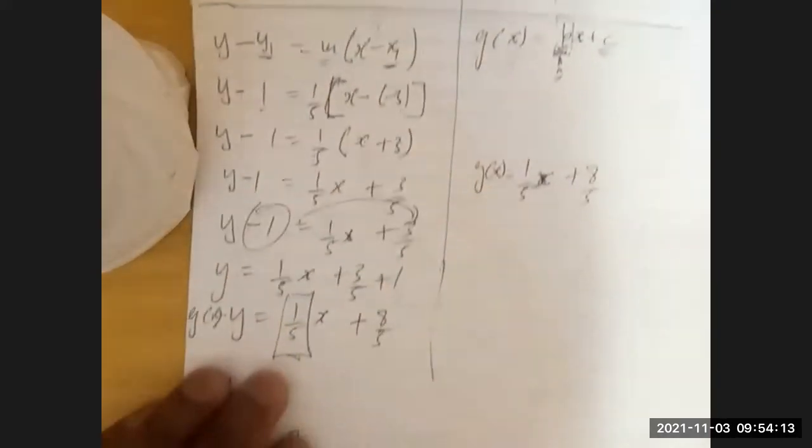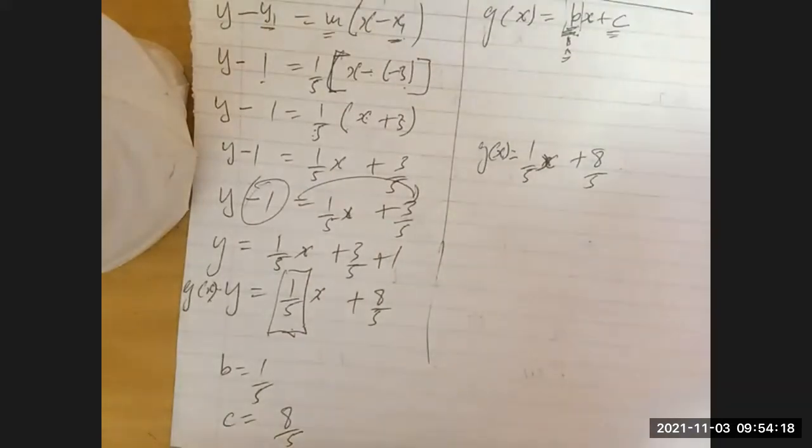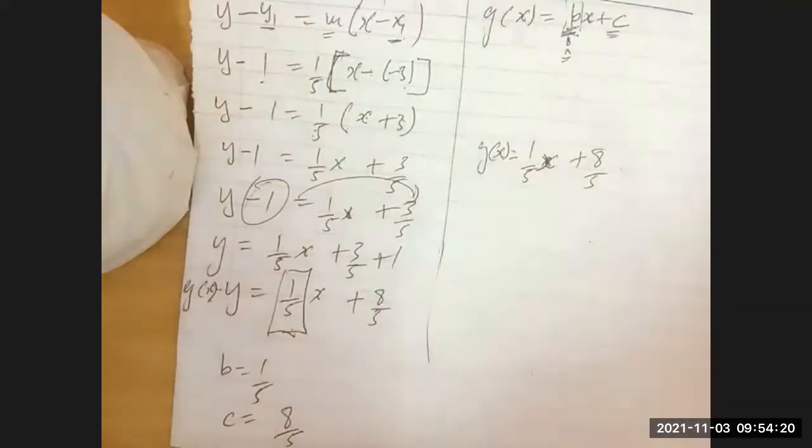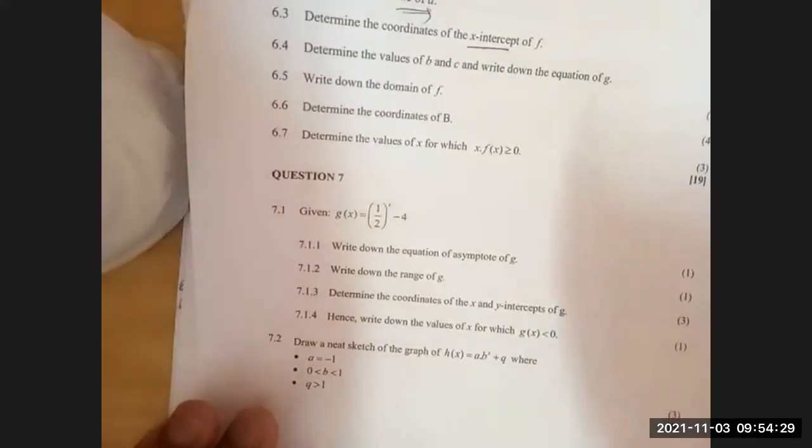And that is it. This was 6.4, if I'm not mistaken. Yes, that was 6.4: determine the value of B and C and write down the equation of g. So we have solved the question successfully. So this question is solved.